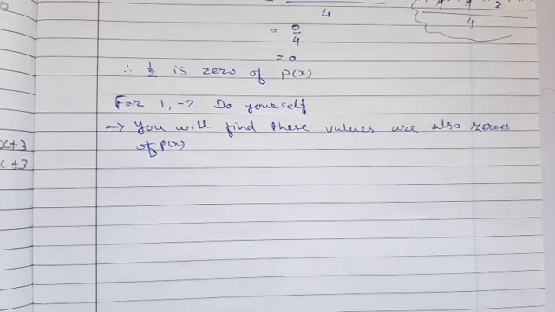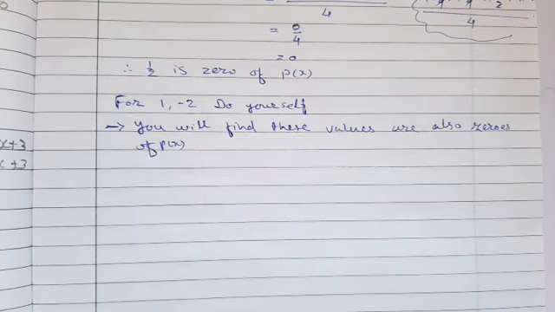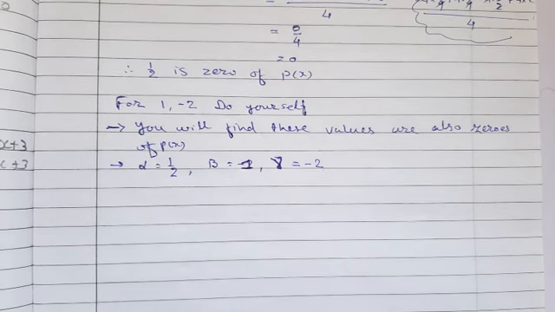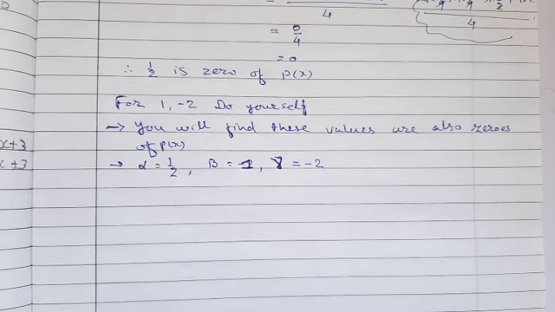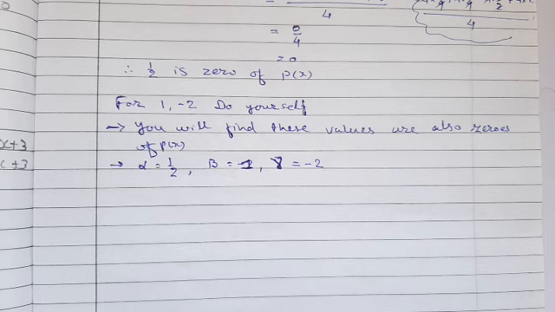Now the next thing you have to find out is the relation between the zeros and the coefficients. Now let's take these values as the zeros of P of x. We'll call them alpha, beta and gamma. So alpha is equal to 1/2, beta equals 1 and gamma equals -2.